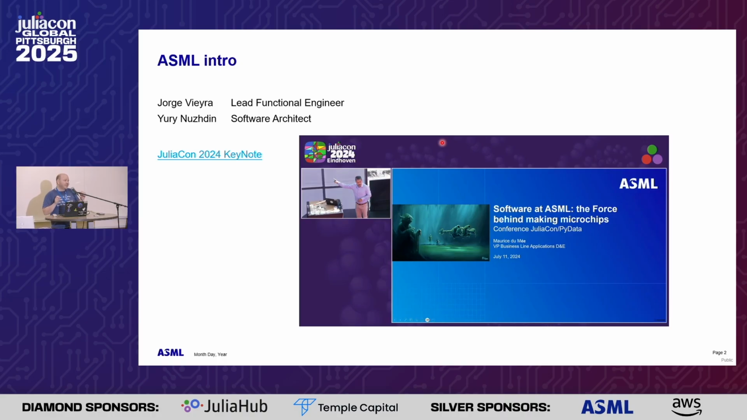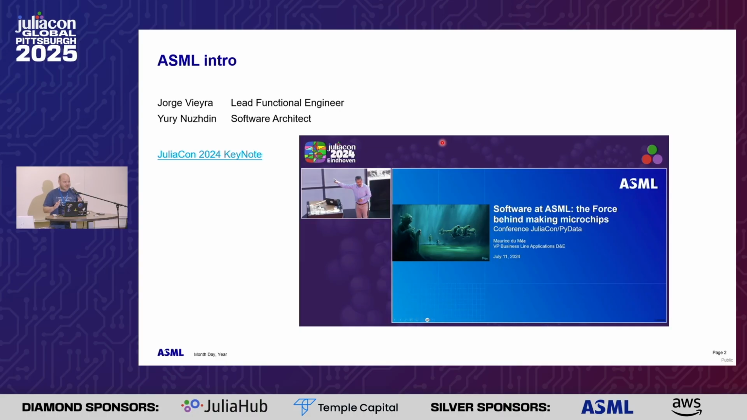We call functional at ASML people that are into the domain-specific knowledge, algorithms, physics, math, whatever. And Yury here is a software architect, although his background is in neuroscience, I think. So he probably knows more about algorithms than I do. But he's on the software side, and we're two sides of the same coin at ASML. He works on the software side of things, and I work on the algorithm side of things. And with Julia, we want to blend these things together, but that's how it happened at ASML.